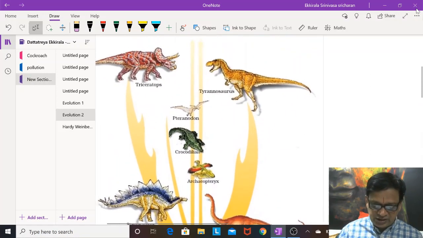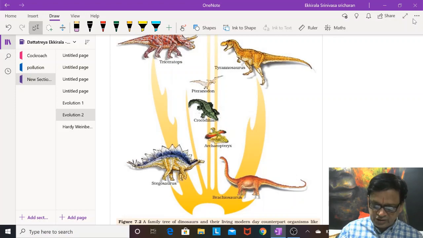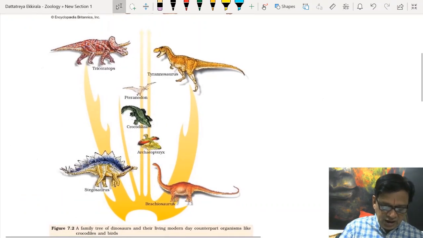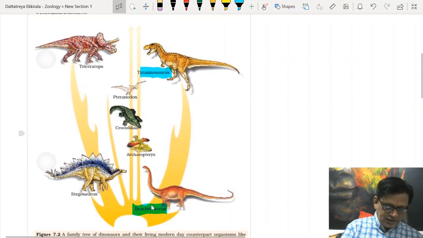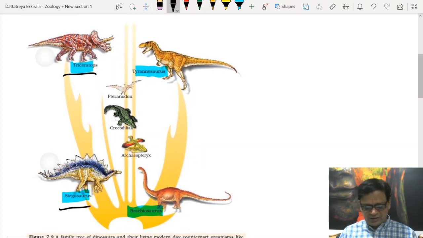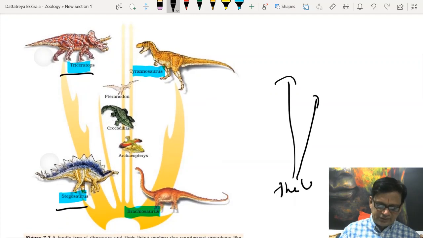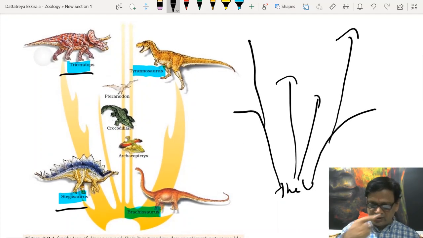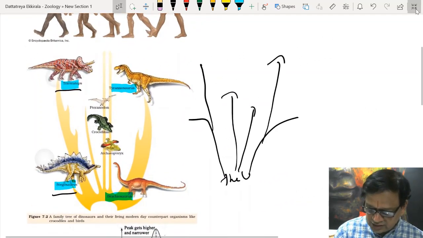Now, this is another chart showing how these reptile groups originated. Observe one important thing. Tyrannosaurus and Brachiosaurus form one line in origin, whereas Triceratops and Stegosaurus form another line. So from thecodont ancestors came crocodiles, archaeopteryx, then stegosaurs and triceratops, then brachiosaurus and tyrannosaurus. Like this, different forms have originated. So that is the various things happening.